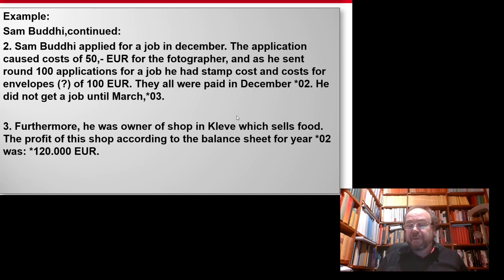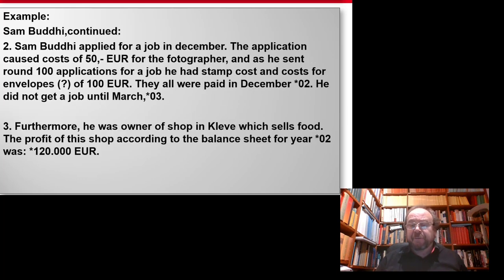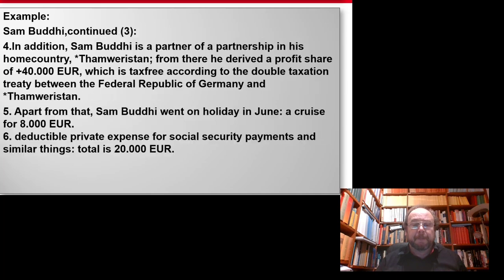Furthermore, he was owner of a shop in Kleve which sells food. The profit of this shop, according to the balance sheet for year 02, was 120,000 euro. Yeah, so it was the balance sheet for the year 02, so from January to end of December.